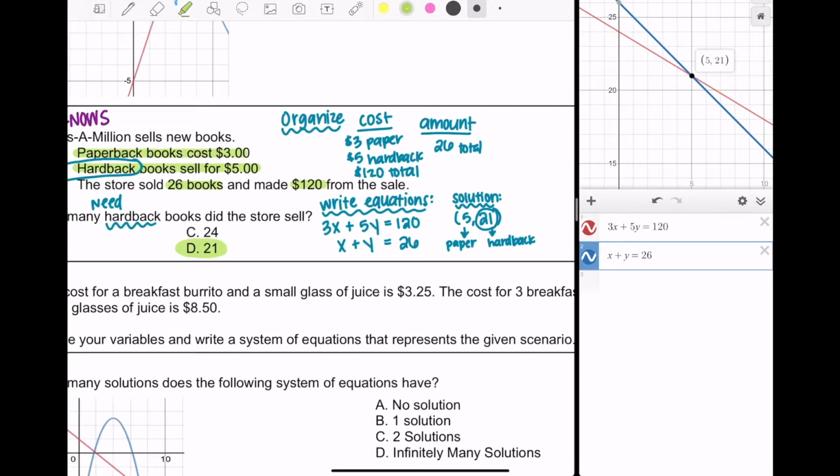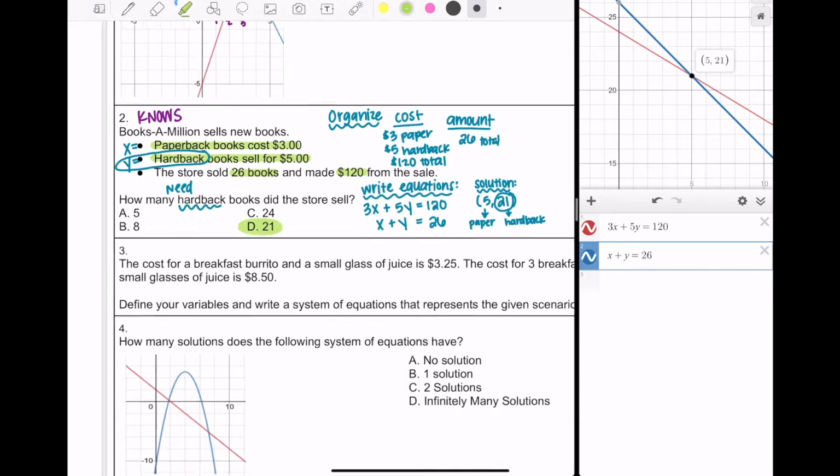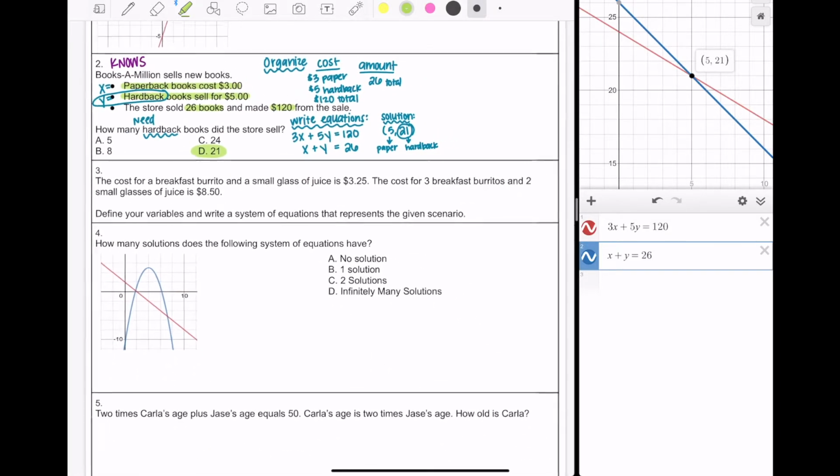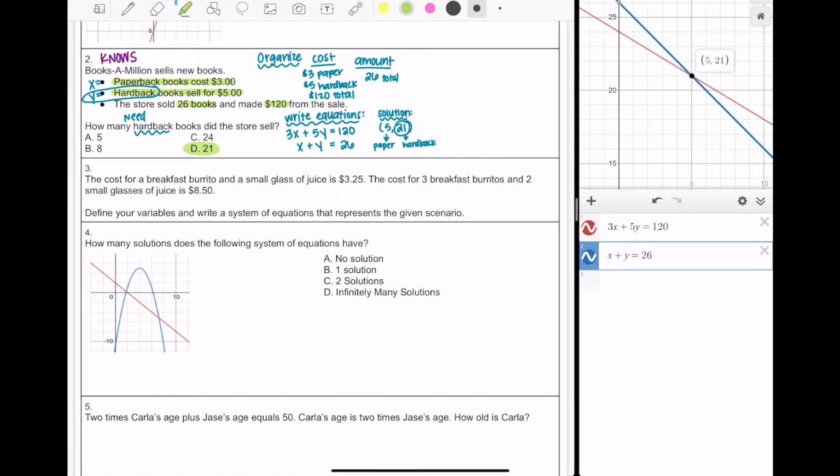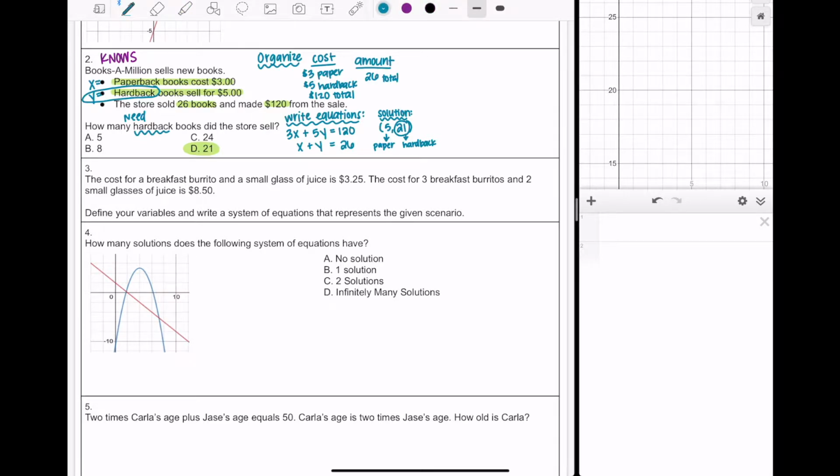Okay, number 3. The cost for a breakfast burrito and a small glass of juice is $3.25. The cost for 3 breakfast burritos and 2 small glasses of juice is $8.50. Define your variables and write a system of equations that represents the given scenario.